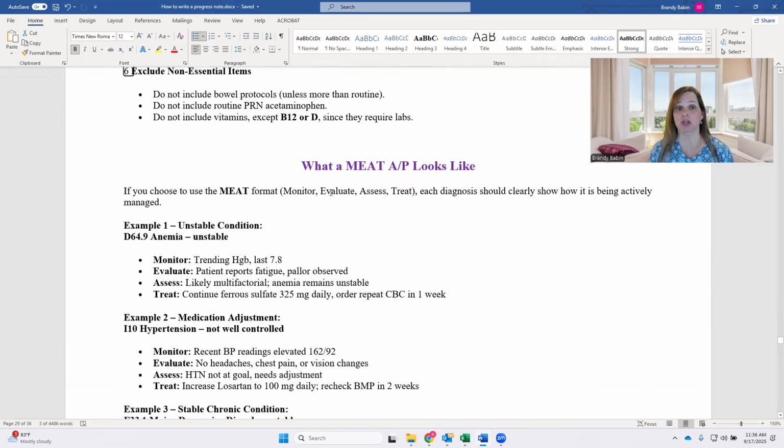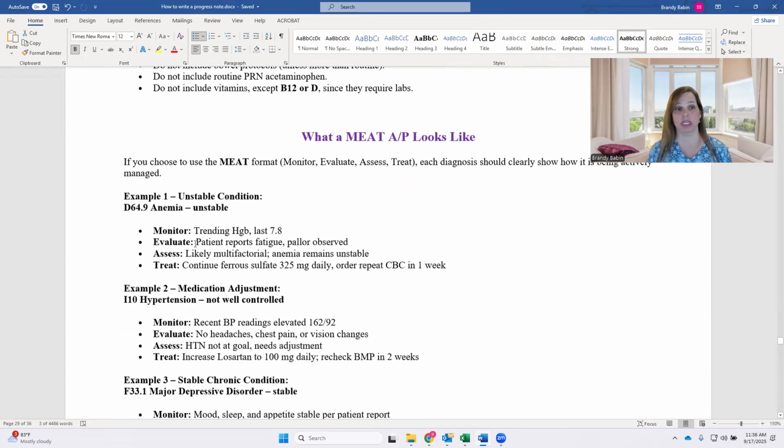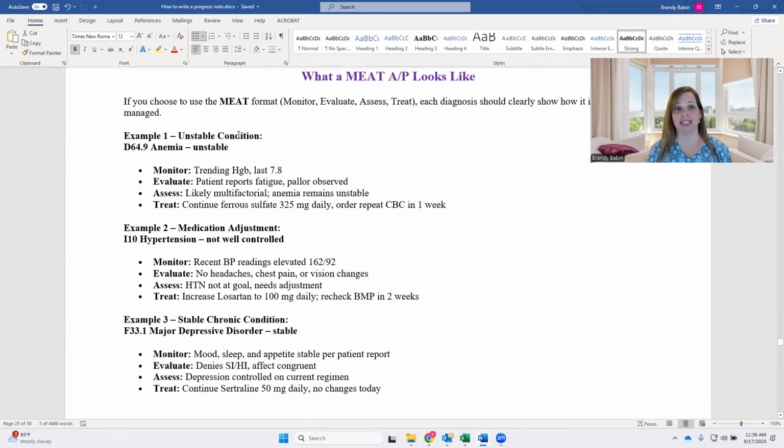So MEAT is monitor, evaluate, assess, and treat. So again, you're going to put your unstable conditions first. So your diagnosis is anemia and it's unstable. So you're going to monitor.